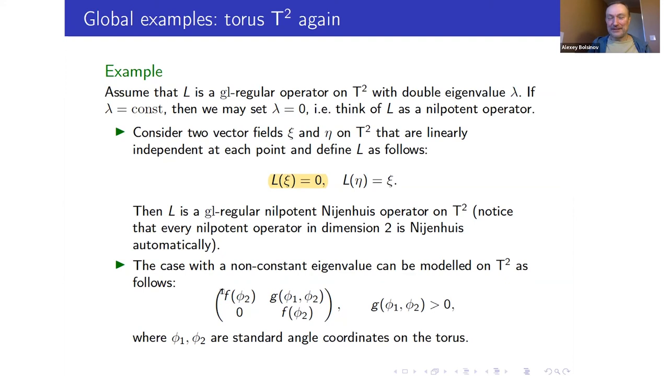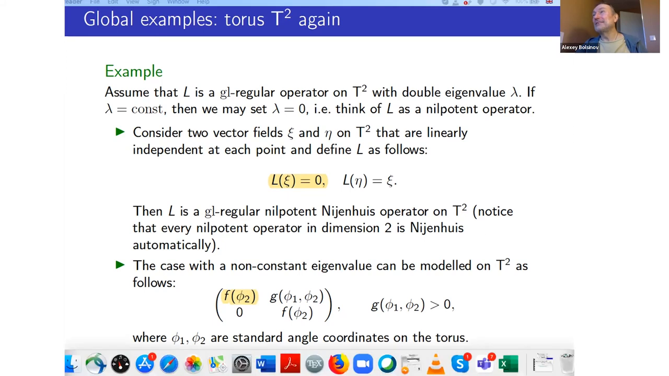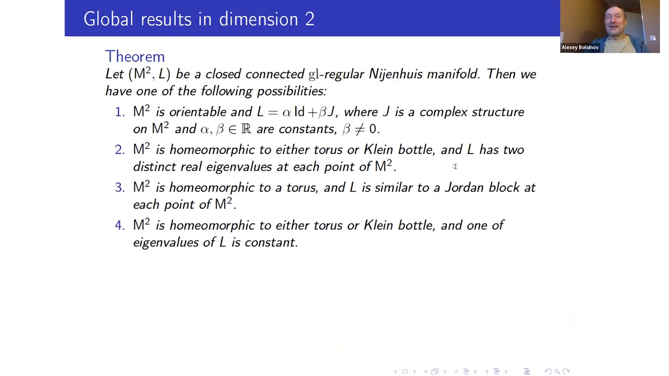But if the eigenvalue is not constant, this example is very simple. Like this. And now we can summarize what we can do in a theorem. These are examples, and after these examples there comes the following theorem.